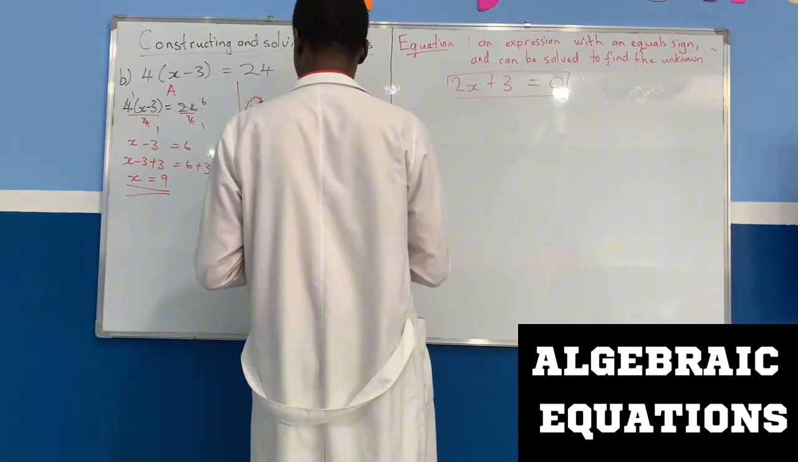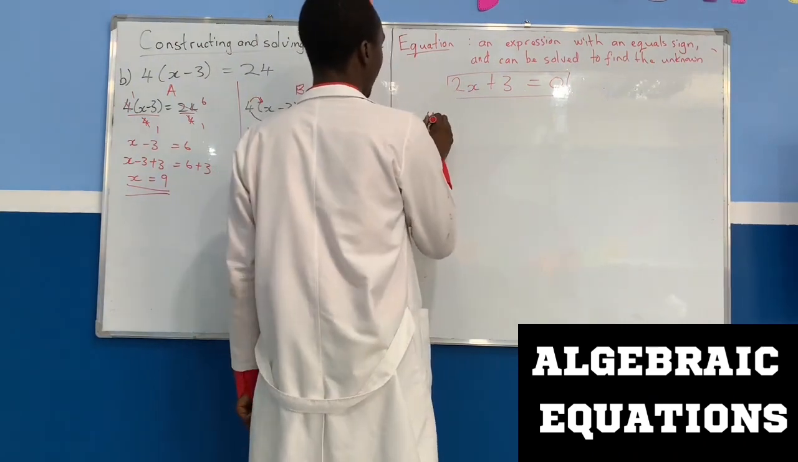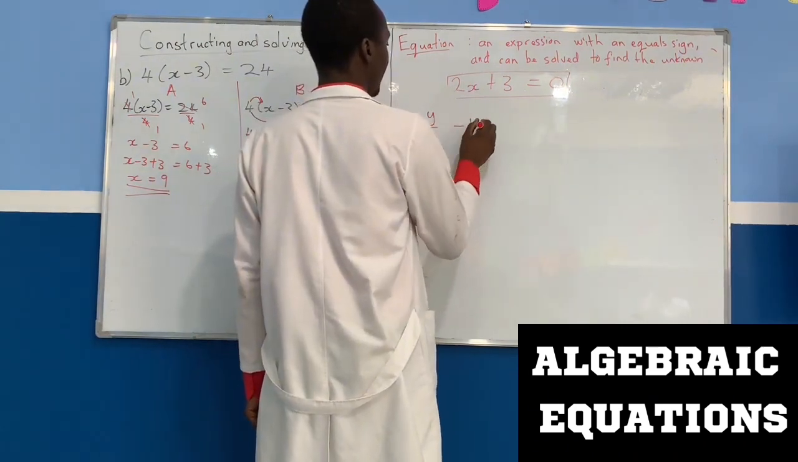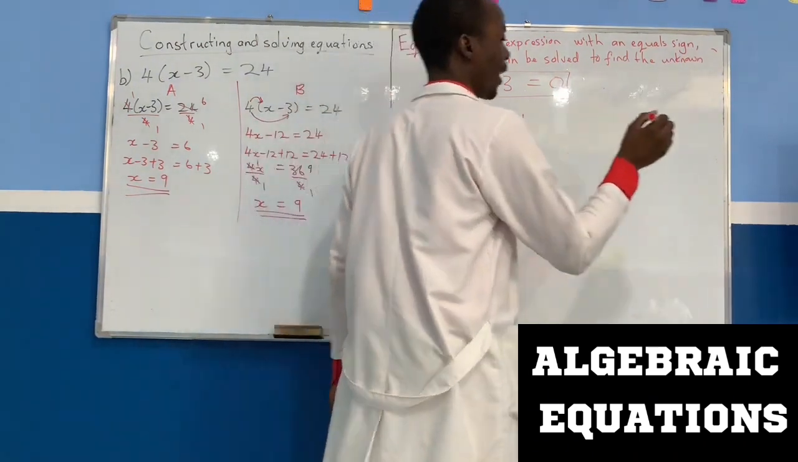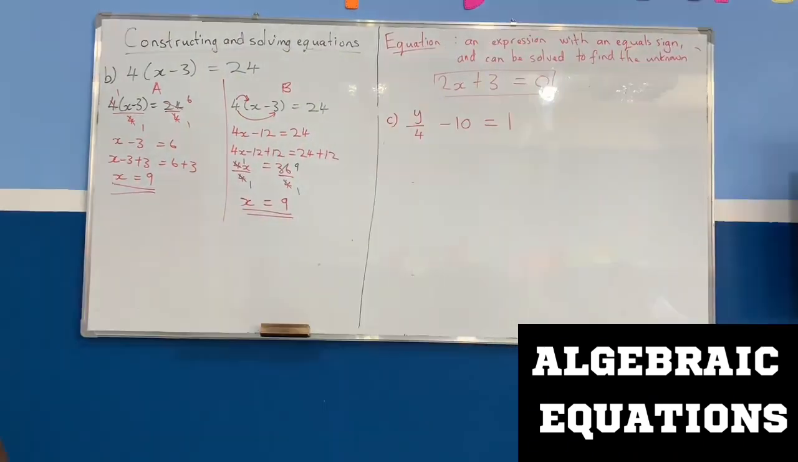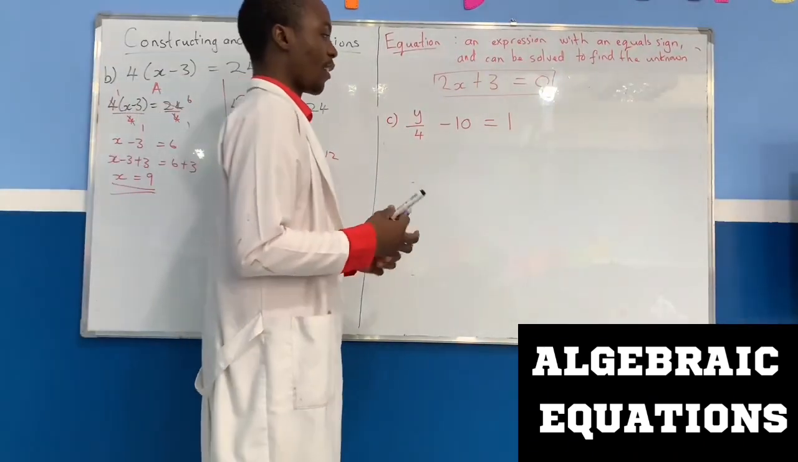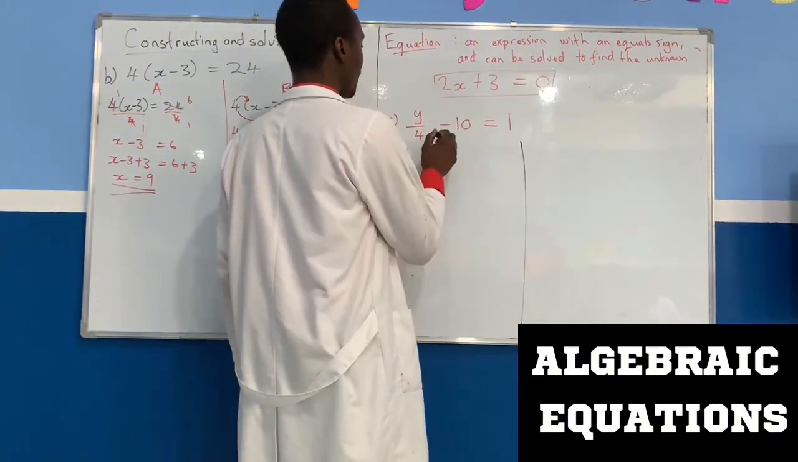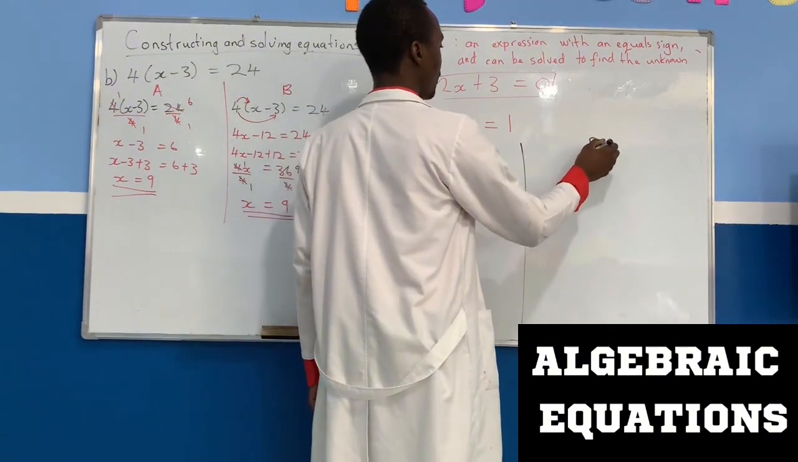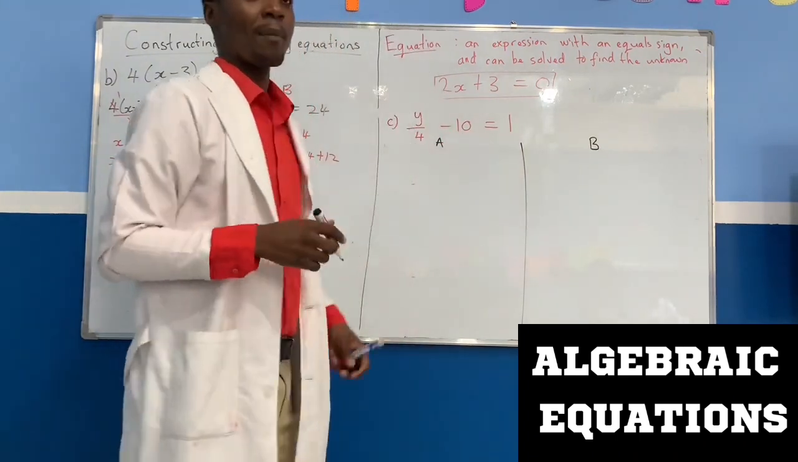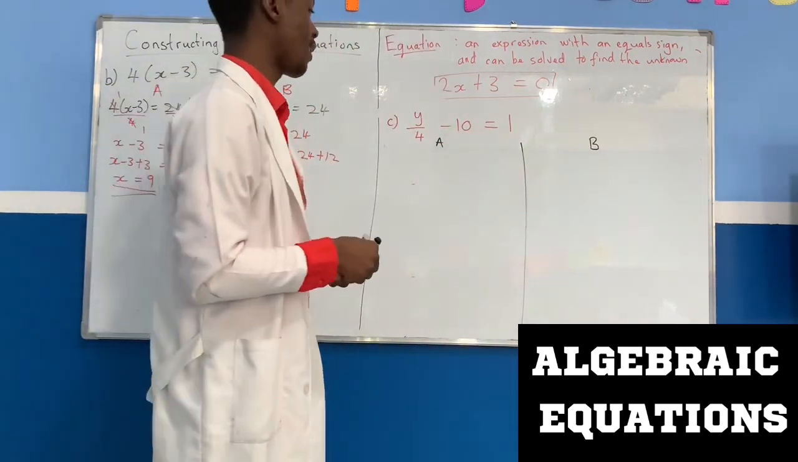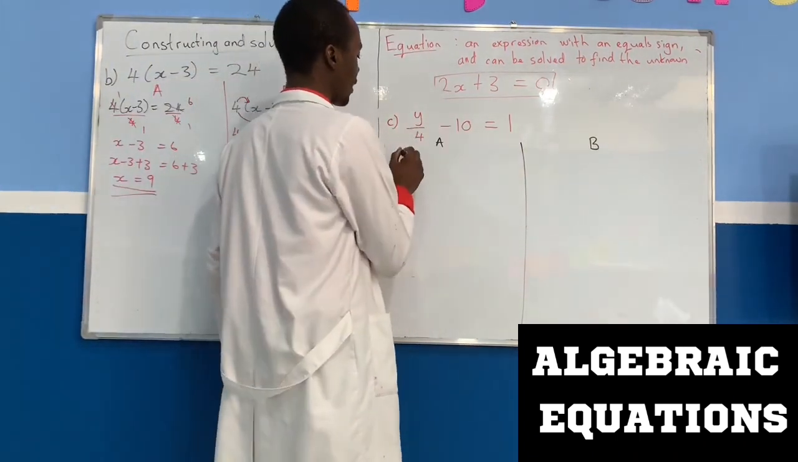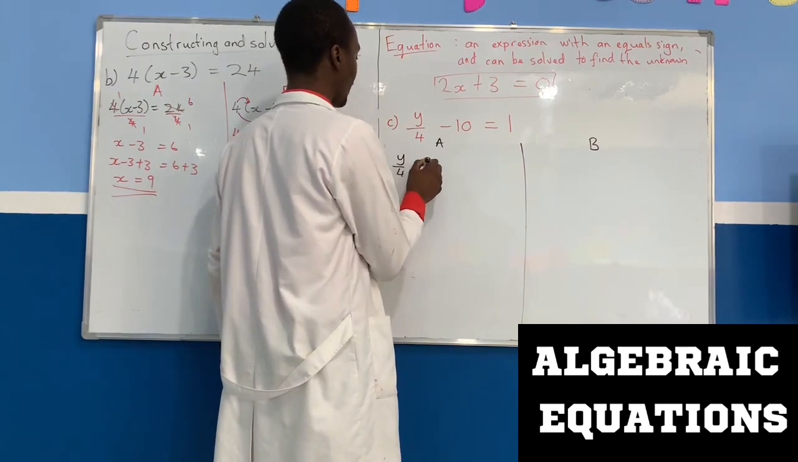Let's try question C. Y over 4 minus 10 is equal to 1. Let's go. To solve this one, we are going to use two methods, method A and method B. You can see here that we have a fraction part, y over 4. So we need to eliminate that fraction part first.